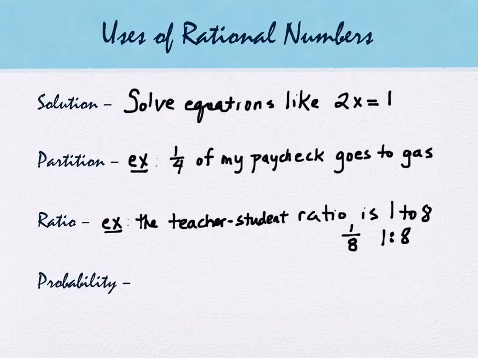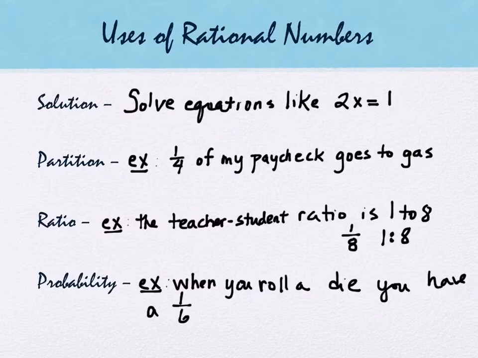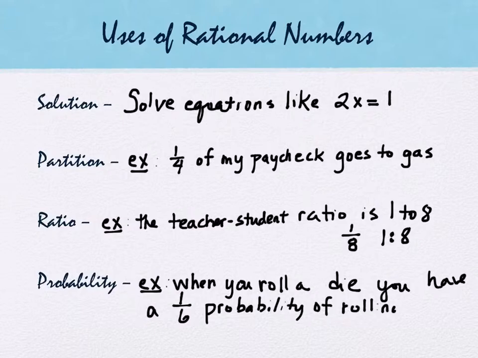And the fourth one is probability. So an example of that would look something like this. When you roll a die, you have a 1 out of 6 probability of rolling a 4.